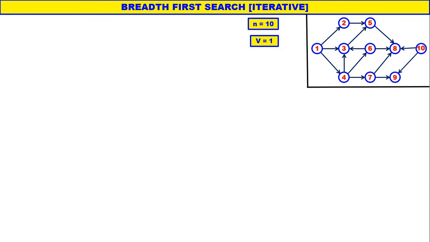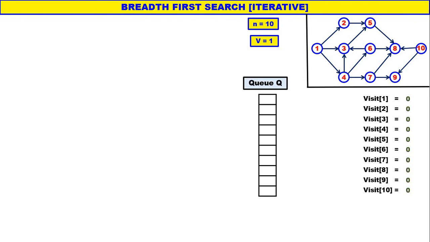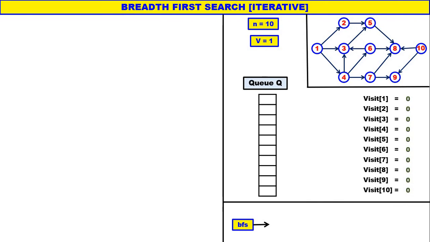Yes, and also in our operation we have seen the visit for all the vertices should be initialized to 0. So visit for all the vertices from 1 to 10 should be equal to 0. Very good. And also we should initialize a queue. Yes, this is our queue and this is our BFS traversal. Now what we did in the operation, the source vertex was inserted into the queue. What is the source vertex here? 1. So 1 is inserted into the queue.